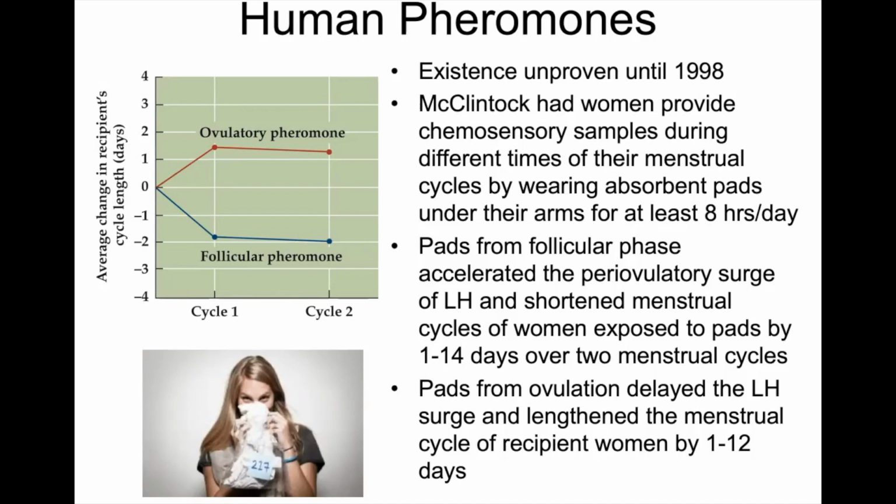So McClintock had women provide chemosensory samples during different times of their menstrual cycle by wearing absorbent pads under their arms for at least 8 hours a day. Pads from the follicular phase accelerated the peri-ovulatory surge of luteinizing hormone and shortened menstrual cycles of women exposed to pads for 1 to 14 days over 2 menstrual cycles. Pads from ovulation delayed the luteinizing hormone surge and lengthened the menstrual cycle of recipient women by 1 to 12 days.